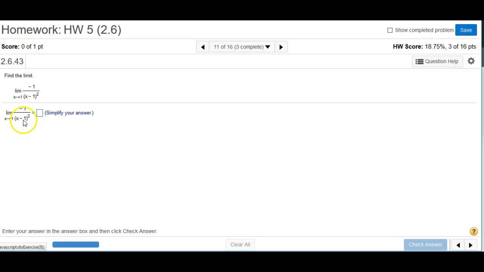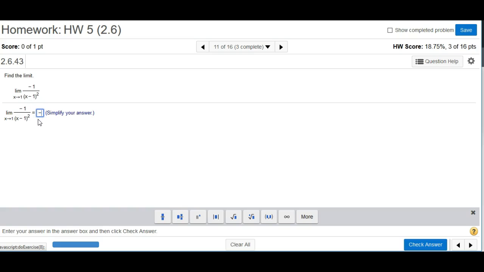This guy will always stay positive, but it gets really close to 0, right? As x approaches 1, this gets really close to 0. So I have negative 1 over a tiny, tiny, small positive number close to 0. Again, negative number divided by a tiny, tiny, small positive number goes to minus infinity. So I'm going to go minus infinity.